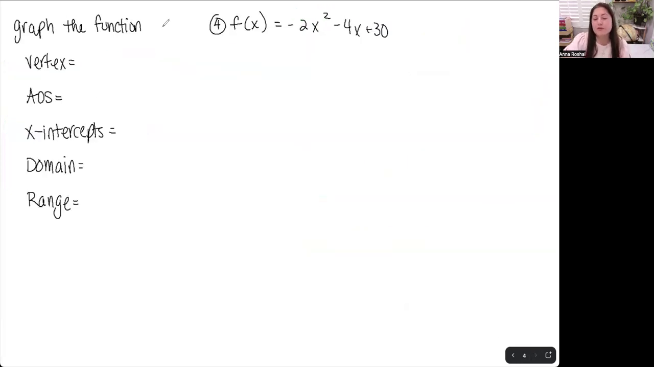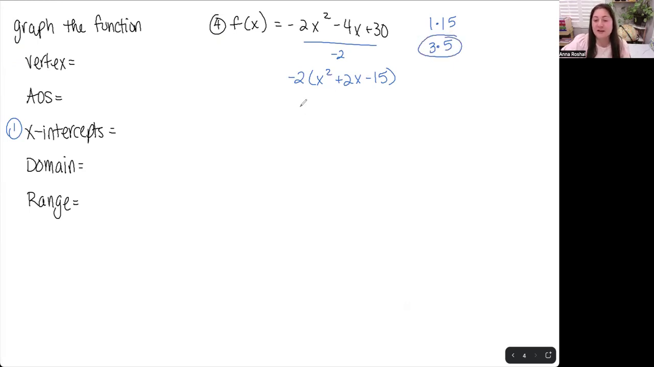Okay, last problem. My first thing that I actually want to do is go ahead and factor it so that I can find my x-intercepts. Before I factor this, I'm going to divide everything by -2 so that I can get smaller numbers to work with. So I'm going to end up with x squared plus 2x minus 15. I know my factors for 15 are 1 and 15, which doesn't add up to 2, and 3 and 5, which does, in fact, add up to 2.